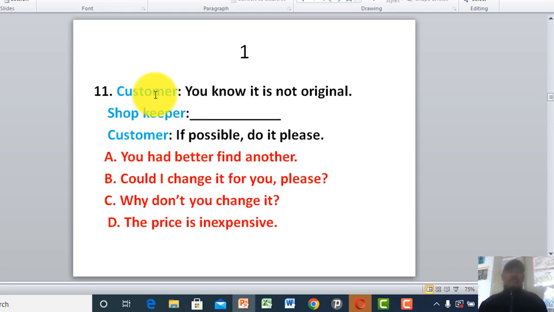Yeah, there is also a conversation between customer and shopkeeper. You know, it is not original. I'm feeling good. If possible, do it, please.